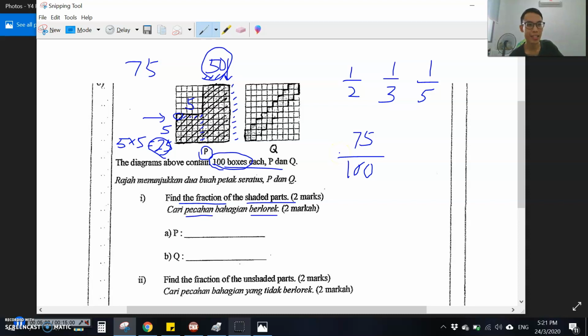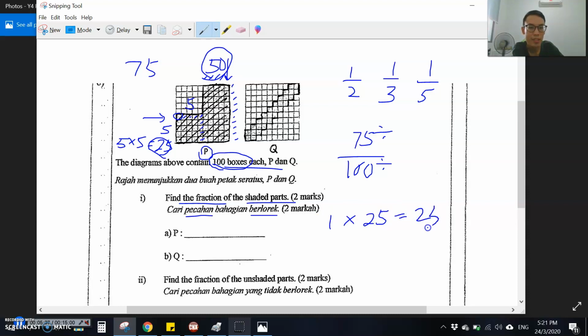But is this the final answer? Okay, a lot of you wrote this answer, 75 over 100. Okay, remember for fraction, you have to simplify it. You have to make it as small as possible. So how do you do that? You have to divide it. Okay, divide it. If you still remember your CFIR 25, you did your CFIR 25 many times, right?